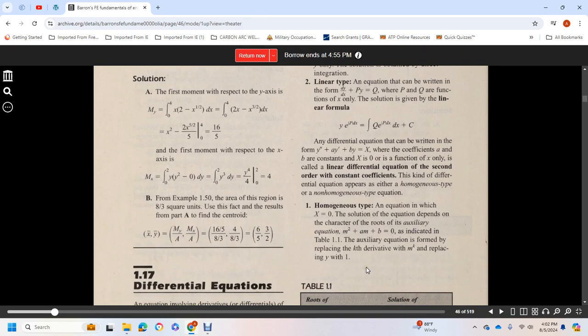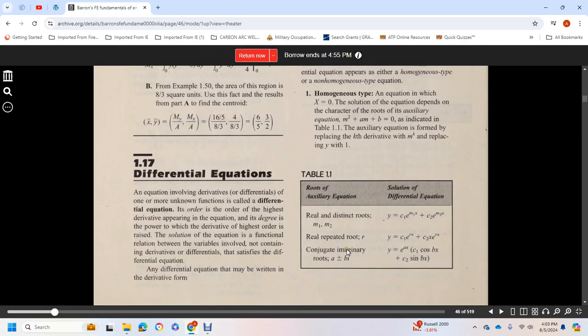Homogeneous type equation is one in which X is equal to 0. The solution of the equation depends on the character of the roots of the auxiliary equation, m squared plus am plus b equals 0, as indicated by the table. The auxiliary equation is formed by replacing the kth derivative with m to the kth power, and replacing y with 1.